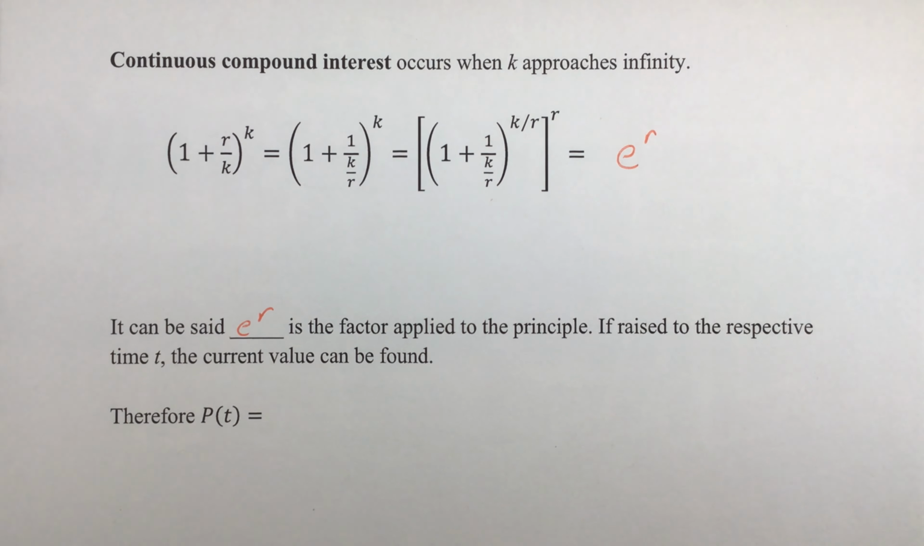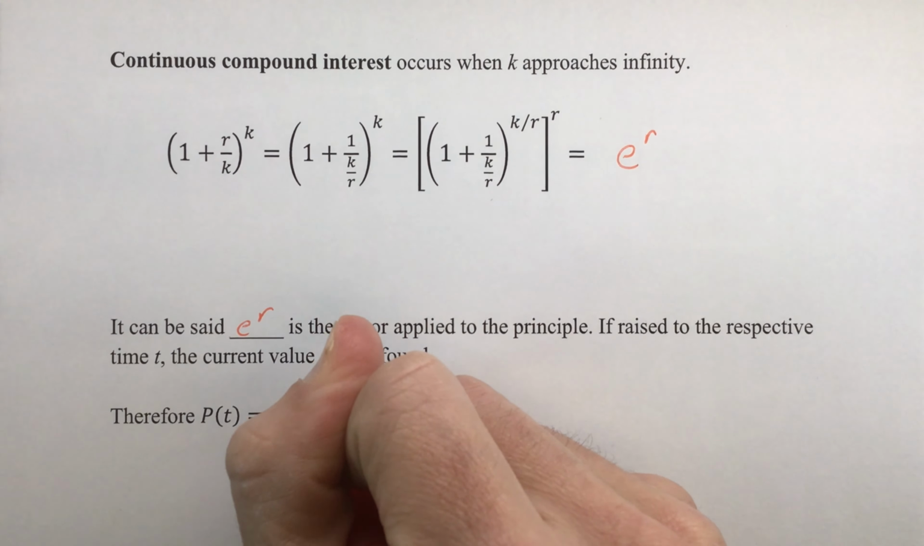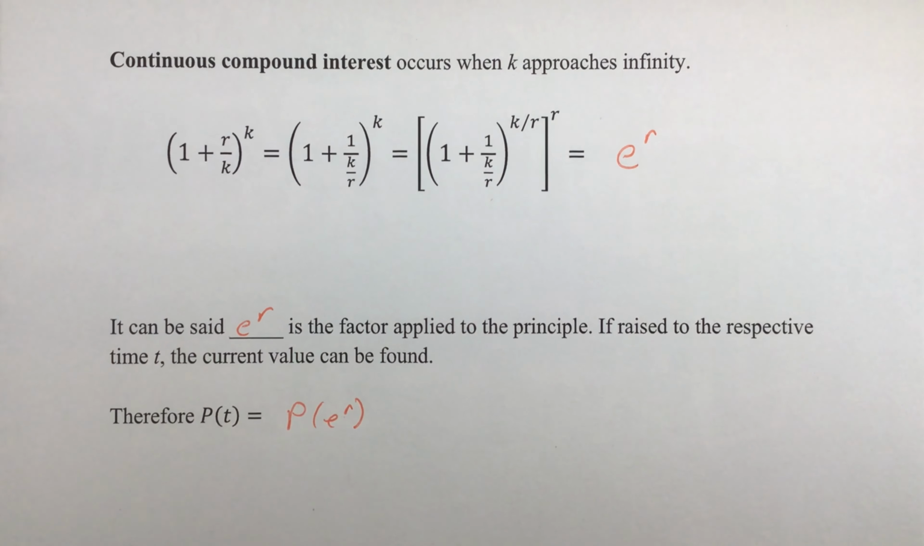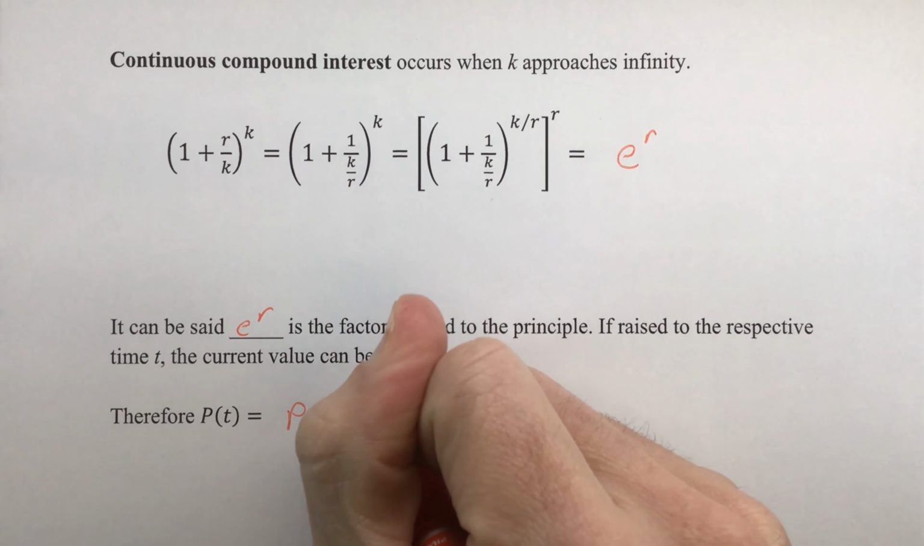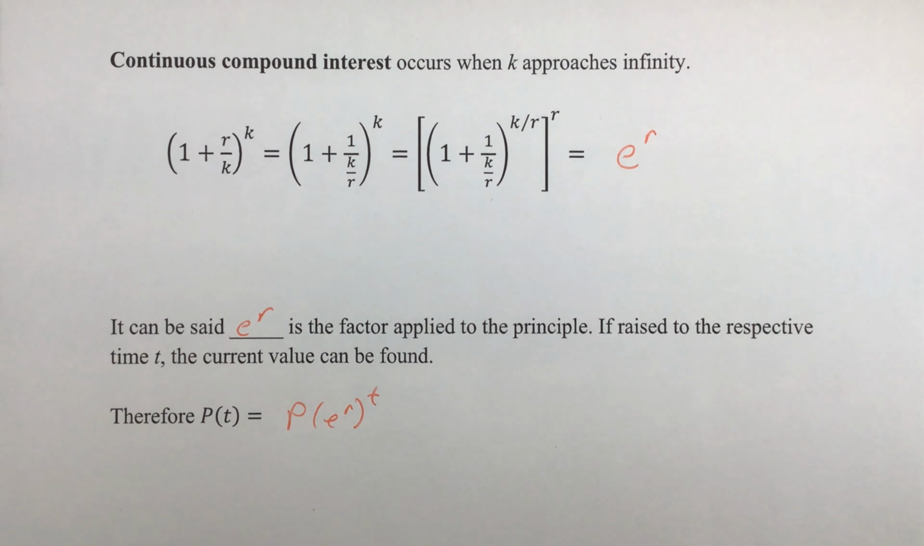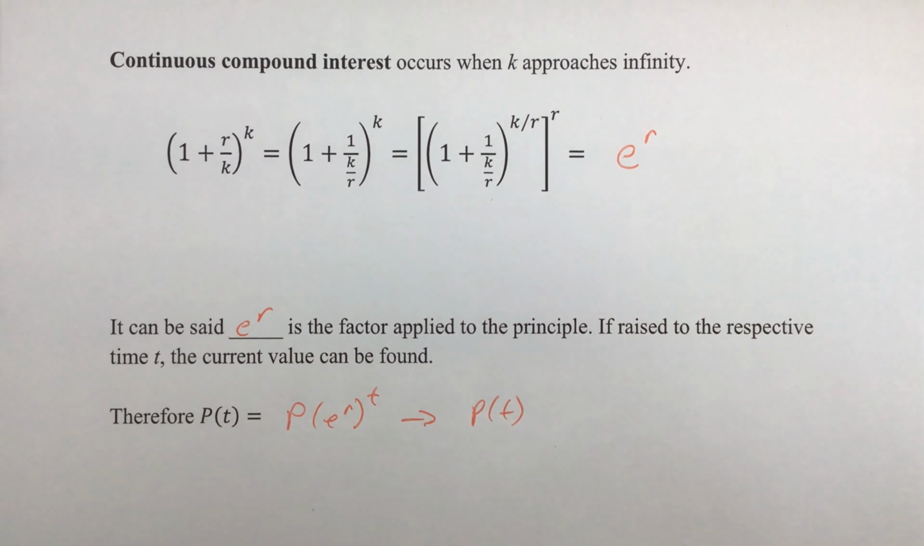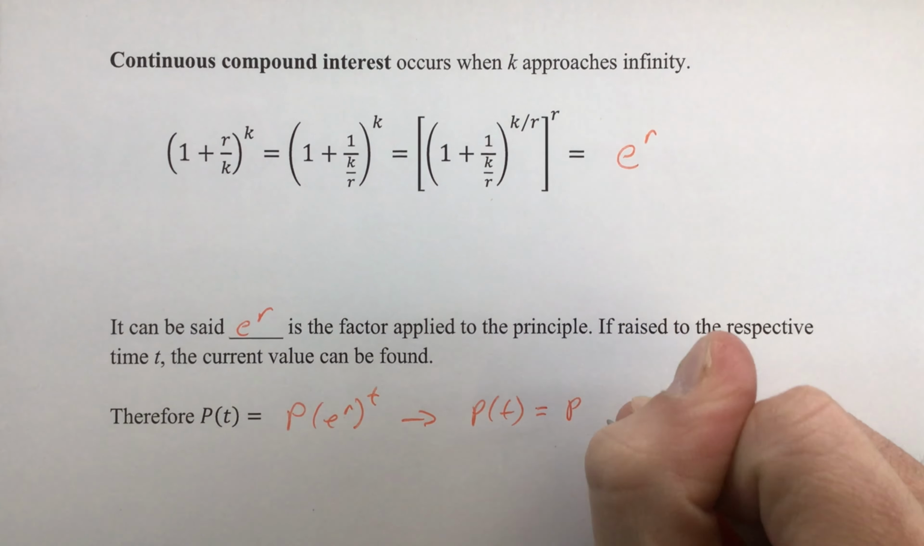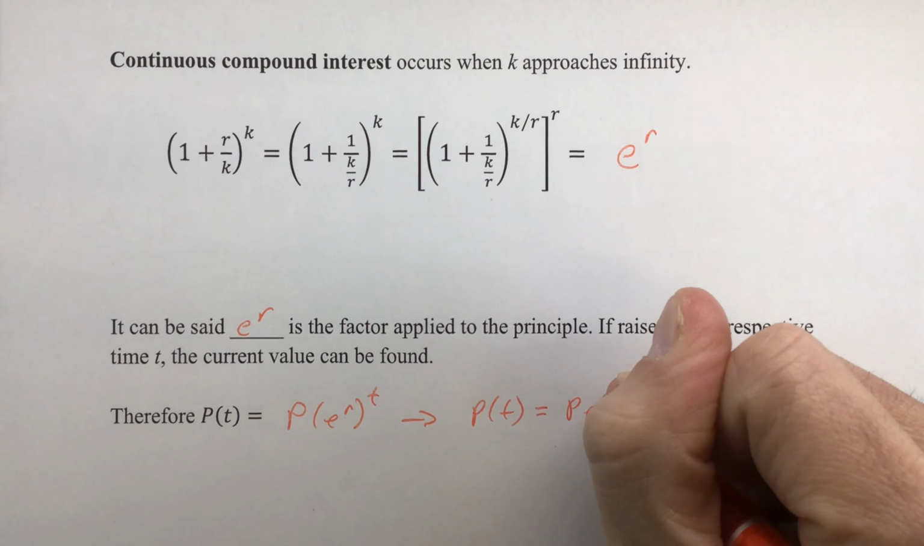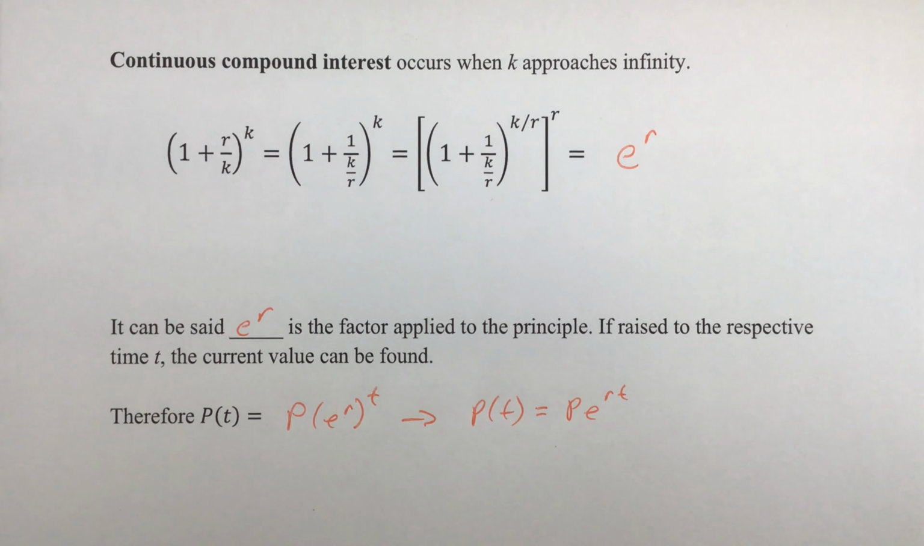So if I want to calculate the balance of an account that's compounded continuously for t years, it's going to be the principal times e to the r power raised to the t power. And then again, remember the power rule. If you have an exponent to an exponent, you can actually just multiply them together. So we can rewrite this as P of t is equal to P times e to the rt power. You don't have to show it as exponent to exponent. You can actually show it as the product of those exponents.